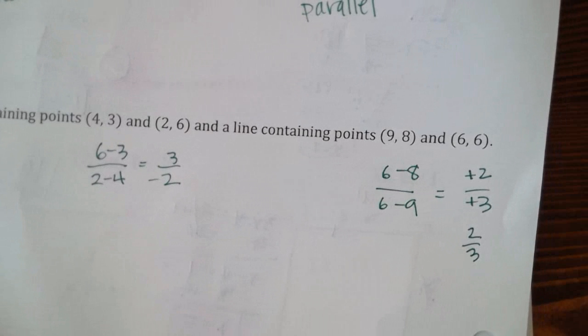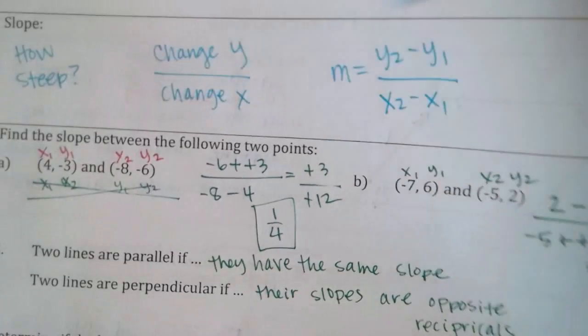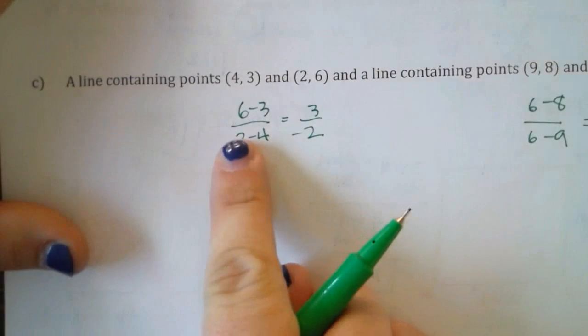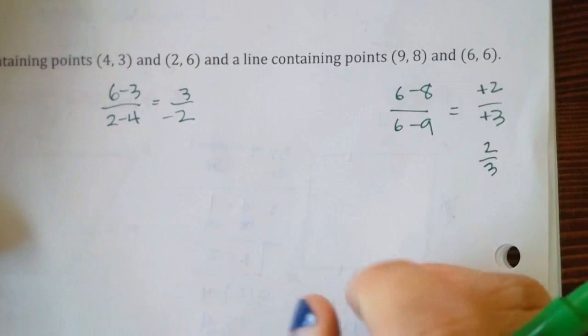Did I screw up? Wait, but how did you get the negatives? Like, why am I seeing 6 minus 3 instead of adding them? Because the formula is minus up here. So y2 minus y1. So yeah, right here. 6 minus 3 is 3. 2 minus 4 is a negative 2. Right here.